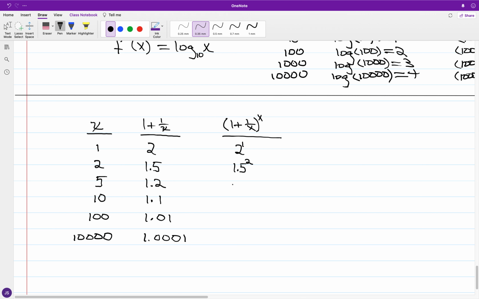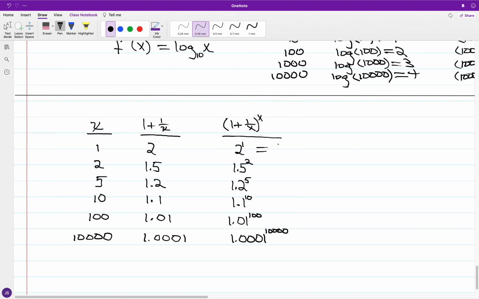And for 1 plus 1 over x to the x, you have 2 to the first, 1.5 to the second, 1.2 to the fifth, 1.1 to the 10th, 1.01 to the 100th, and 1.0001 to the 10,000. So you have a bit of countercurrent things going on. The base is getting smaller as the power continuously gets larger.